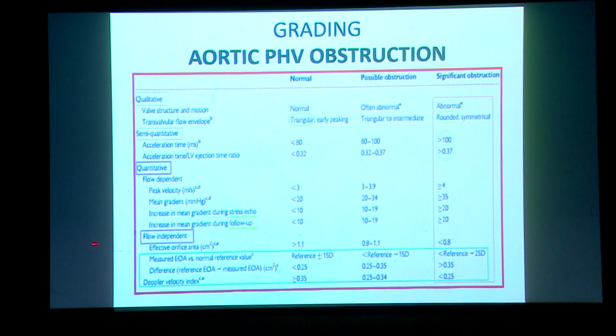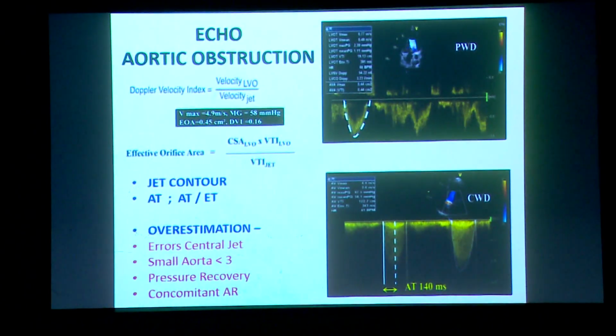And if you compare PPM with this, you see in PPM only the indexed orifice area is reduced, but DVI remains normal. Here the DVI is slightly reduced as the valve gets stenosed. Also, the effective orifice area is much more reduced, more than 2 or 3 standard deviations from the reference area. Also, the drop in the difference between the EOA and the reference value will be more than 0.35. So all this indicates severe stenosis.